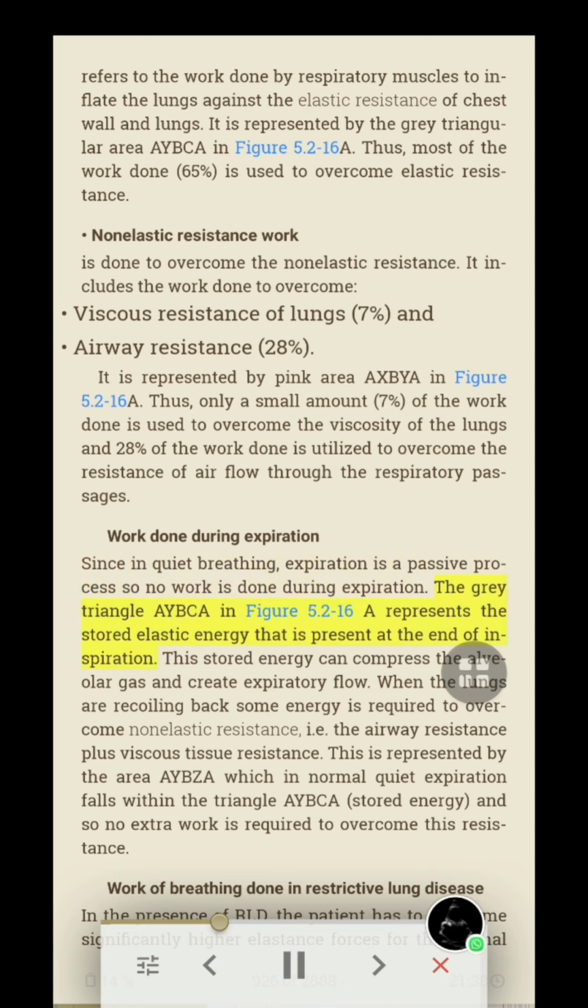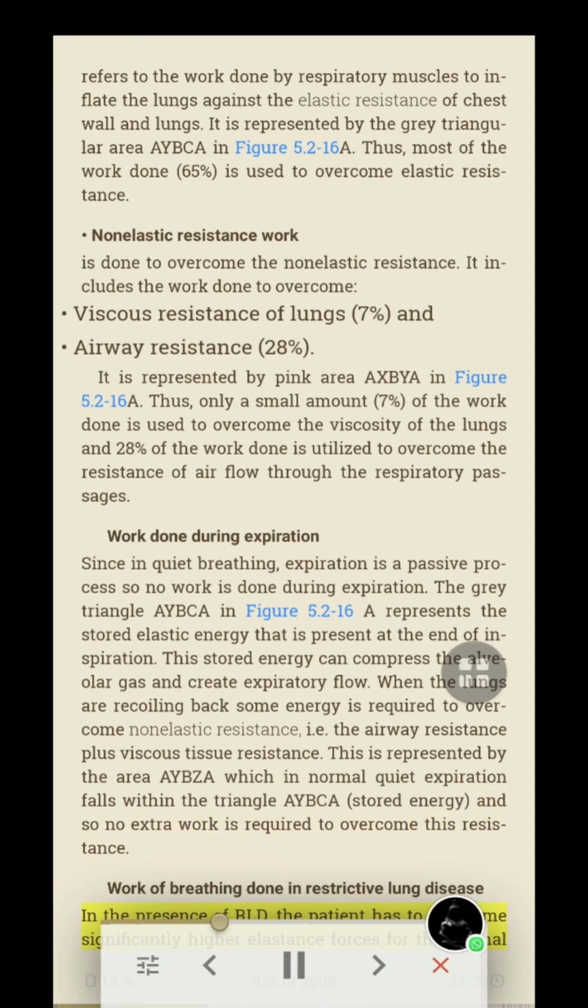The gray triangle AYBCA in Figure 5.2-16a represents the stored elastic energy that is present at the end of inspiration. This stored energy can compress the alveolar gas and create expiratory flow. When the lungs are recoiling back, some energy is required to overcome non-elastic resistance, i.e., the airway resistance plus viscous tissue resistance. This is represented by the area AYBZA, which in normal quiet expiration falls within the triangle AYBCA, the stored energy. And so no extra work is required to overcome this resistance.